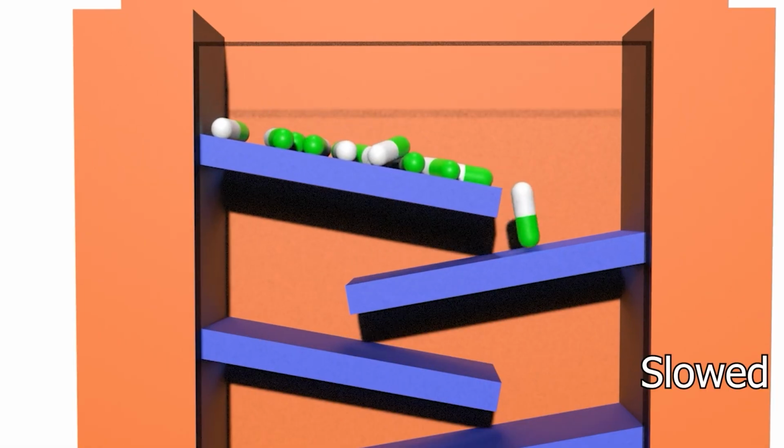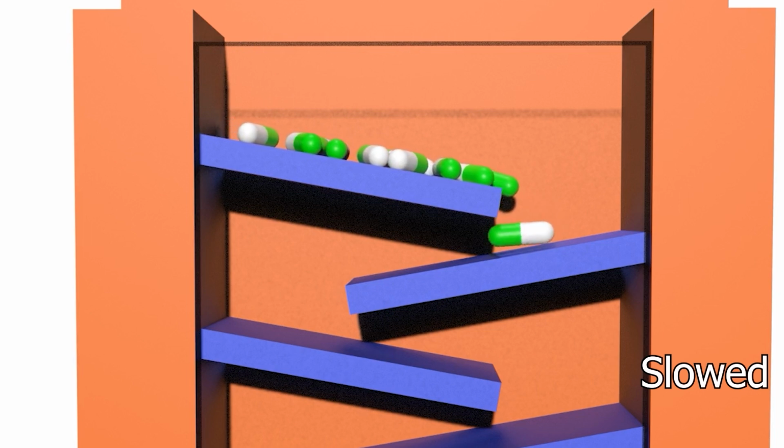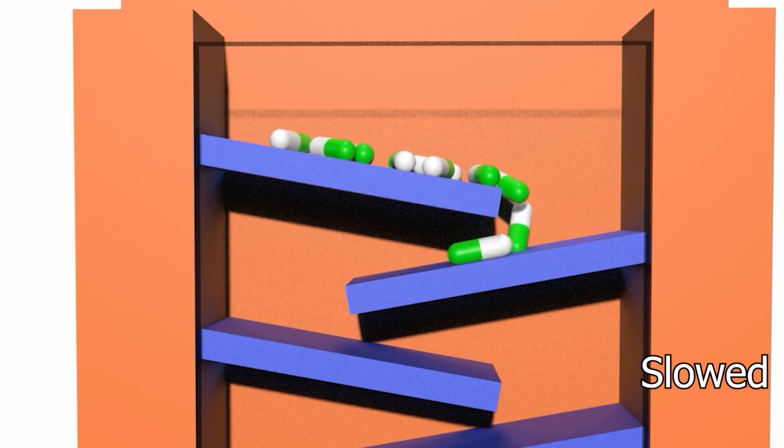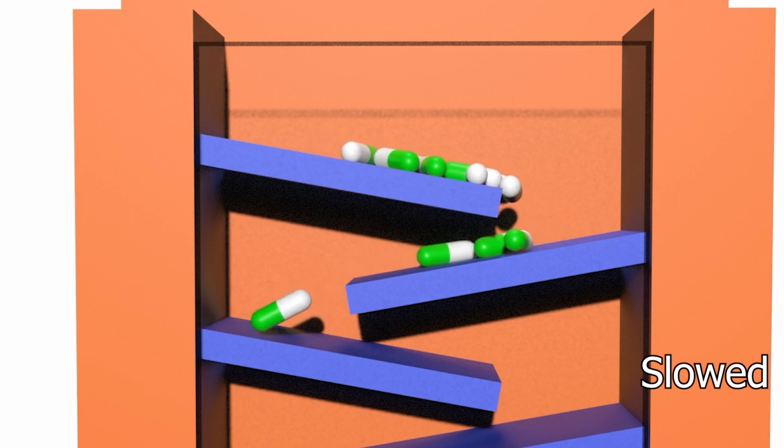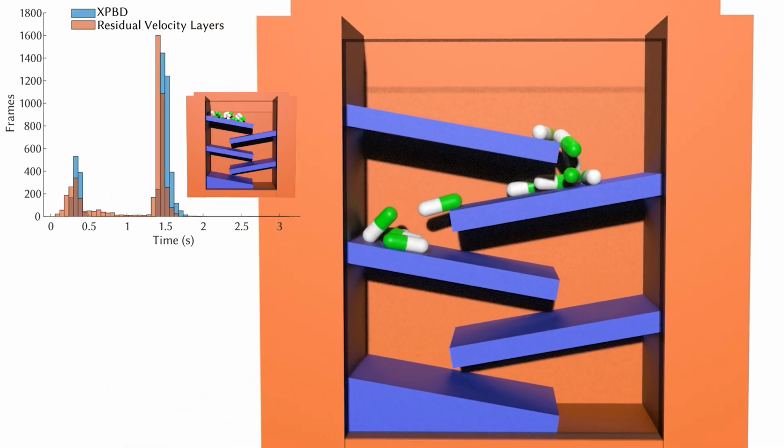Here is another contact example using deformable capsules with green stiff sides and white soft sides, simulated with a relatively large time step size of 0.01 and discrete collision detection.